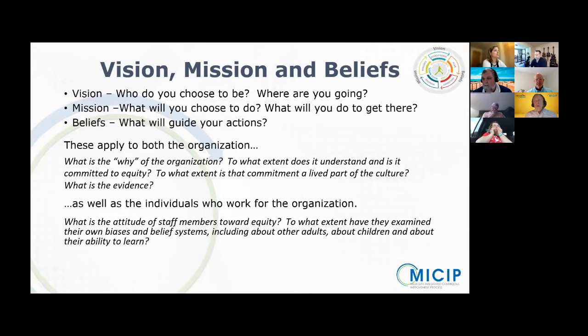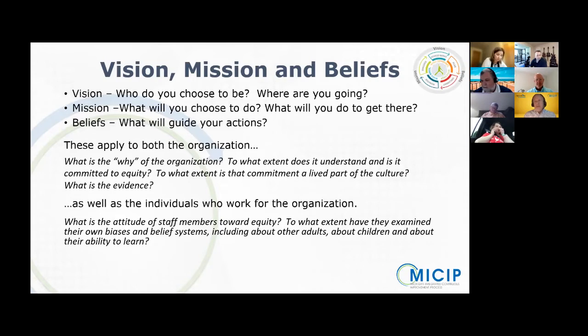Mission, vision, and beliefs, though, also apply to the individuals who work for the organization, because it's those individual beliefs that really drive the organizational beliefs. So we talked about the why of the organization. When we're talking about the individuals, that personal work, what's the attitude of the individual staff members toward equity? And consequently, to what extent have they examined their own individual biases and their own individual belief systems, including about other adults, about children, and about their ability to learn, just for instance?